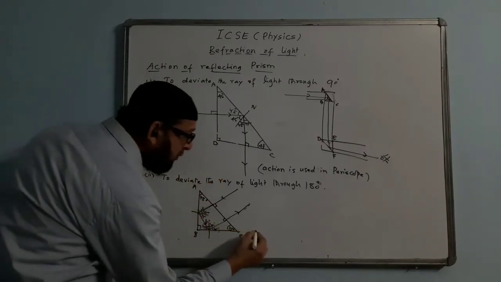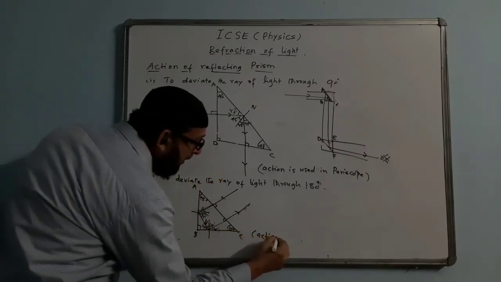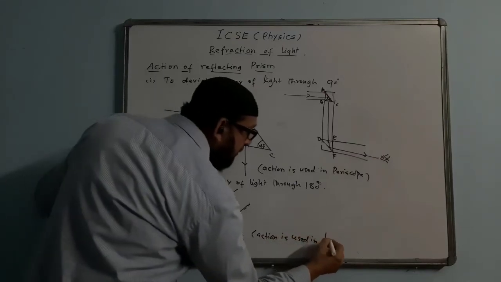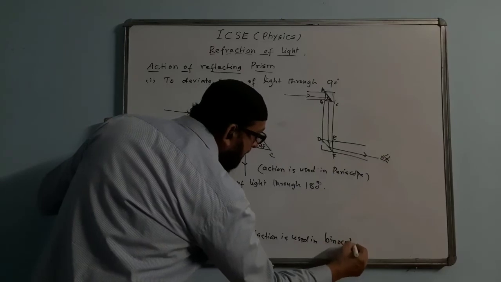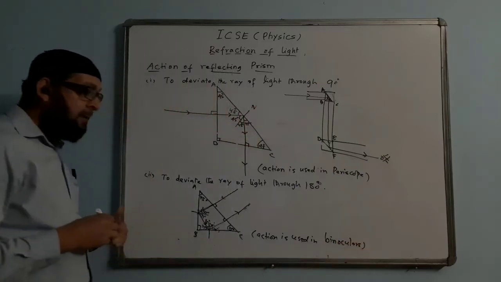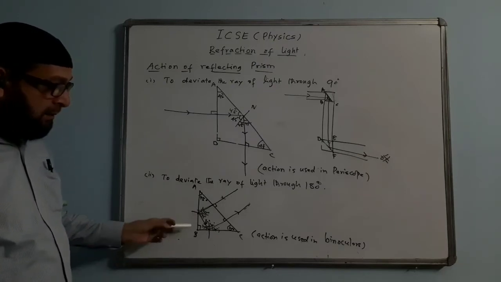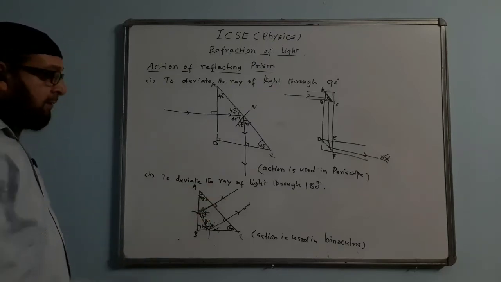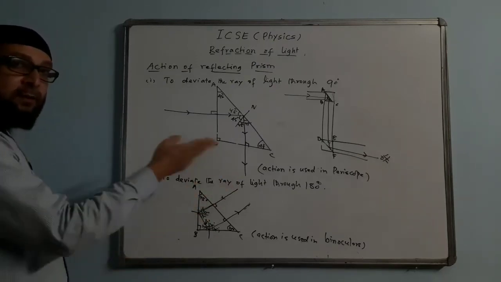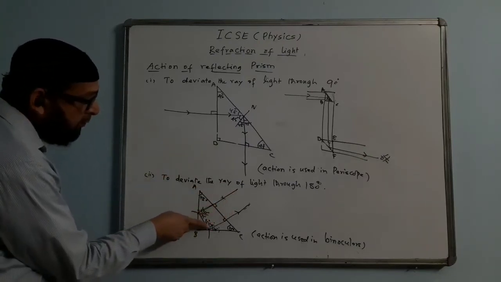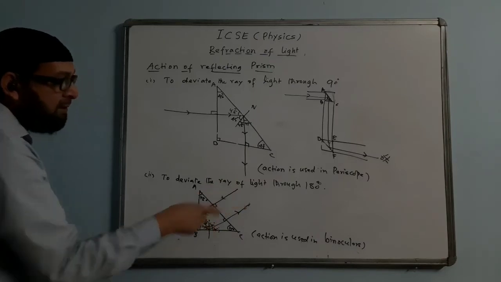Is this action used in periscope? No, this action is used in binoculars, not in periscope. If a question comes asking where this action of the prism is used, we say it is used in binoculars. The image is inverted, but by what angle is this ray deviated? 90 degrees here and one more 90 degrees. The total deviation is 180 degrees.